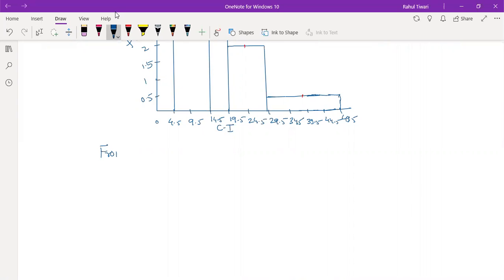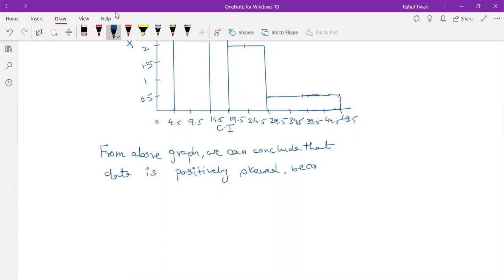So from the above graph we can conclude that the data is positively skewed because more observations are on the right hand side. So one can conclude like this also.